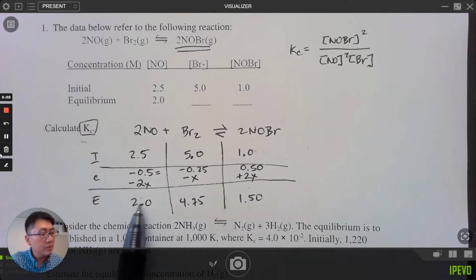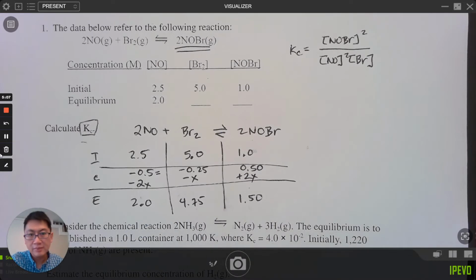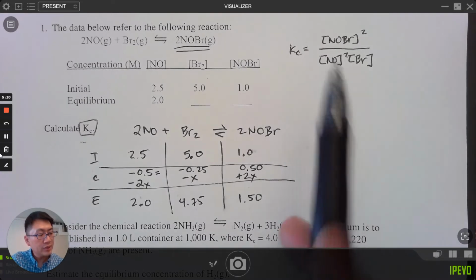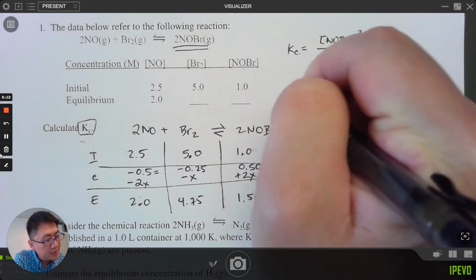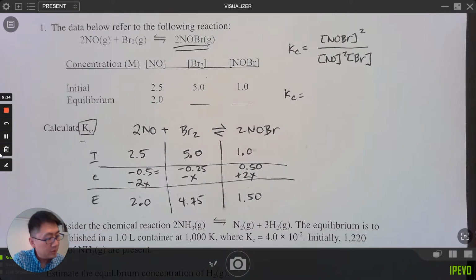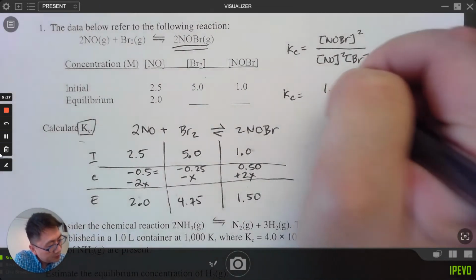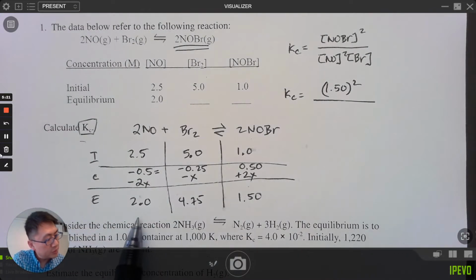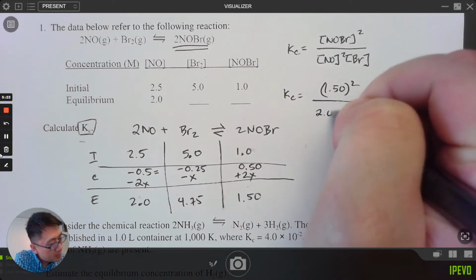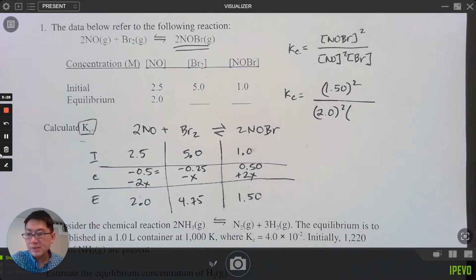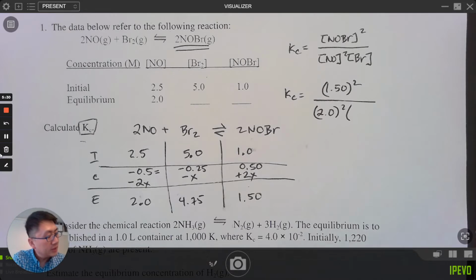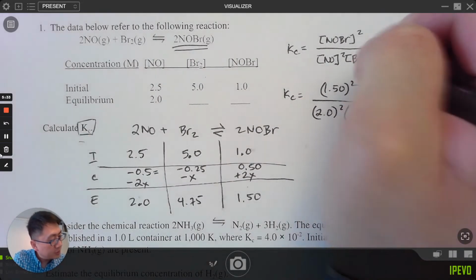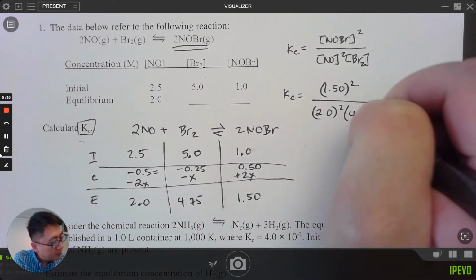I know the equilibrium amounts of each thing: NO, Br2, and NOBr. I can plug into the equation the equilibrium amounts. Kc is equal to NOBr, which is 1.5, squared, over NO, which is 2.0, squared, times Br2, which is 4.75.